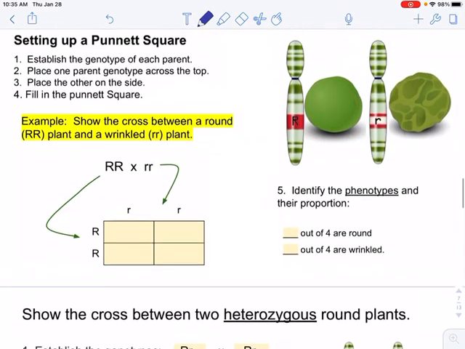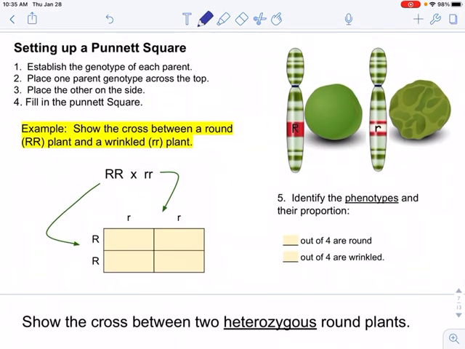So let's use this to help us figure out how to set up a Punnett square. Your rules for setting up a Punnett square are right here at the top, and these rules will never change. So we always use it the same way. We're going to establish the genotype of each parent, place one parent genotype across the top of the Punnett square, the other parent's genotype on the side of the Punnett square, and then we're going to fill the Punnett square in.